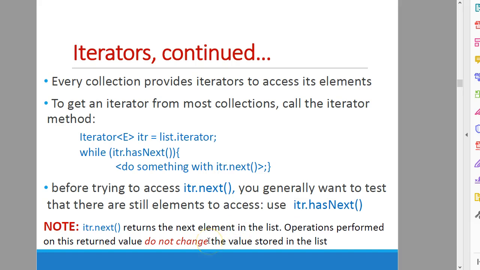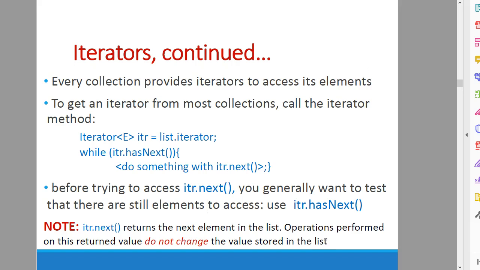Operations do not change the value stored in the list. So this statement is actually not correct. I think what Amelia was trying to say is that if you iterate with strings, it's not going to work because strings are immutable, and if you copy a string, it's just not going to work.